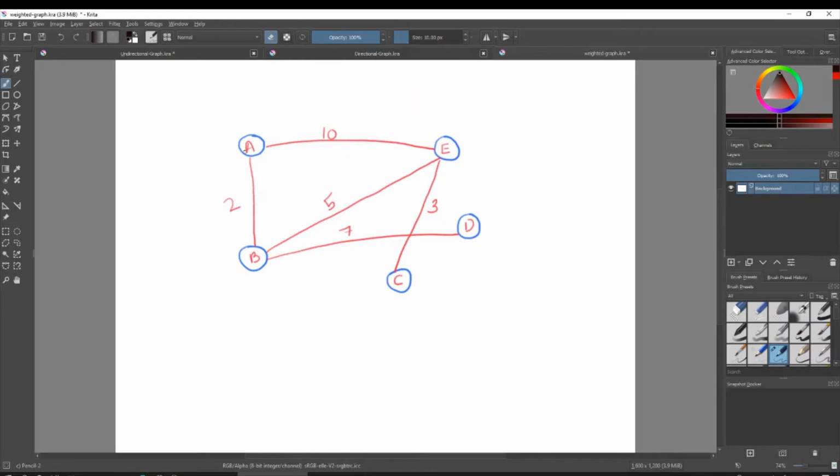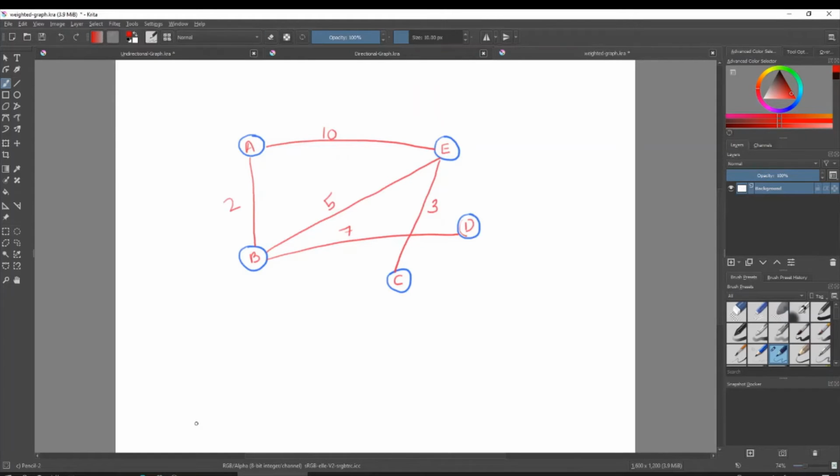So vertex A and vertex E have an edge with weight 10. Similarly, vertex B and vertex A are connected with an edge having weight 2, and so on and so forth. You can see all other edges with similar weights like 5, 7, 3, and that's the reason this graph is called a weighted graph.